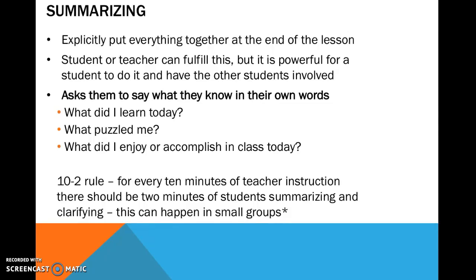And finally, summarizing is explicitly putting everything together at the end of a lesson. A student or teacher can fulfill this, but it is more powerful for a student to do it and have the other students be involved. You want to ask them what they know in their own words. They want to ask themselves, what did they learn today? What did they accomplish? When they summarize, they understand it that much more. A good rule to have is 10 to 2. For every 10 minutes of teacher instruction, there should be 2 minutes of students summarizing and clarifying. This can happen in small groups.